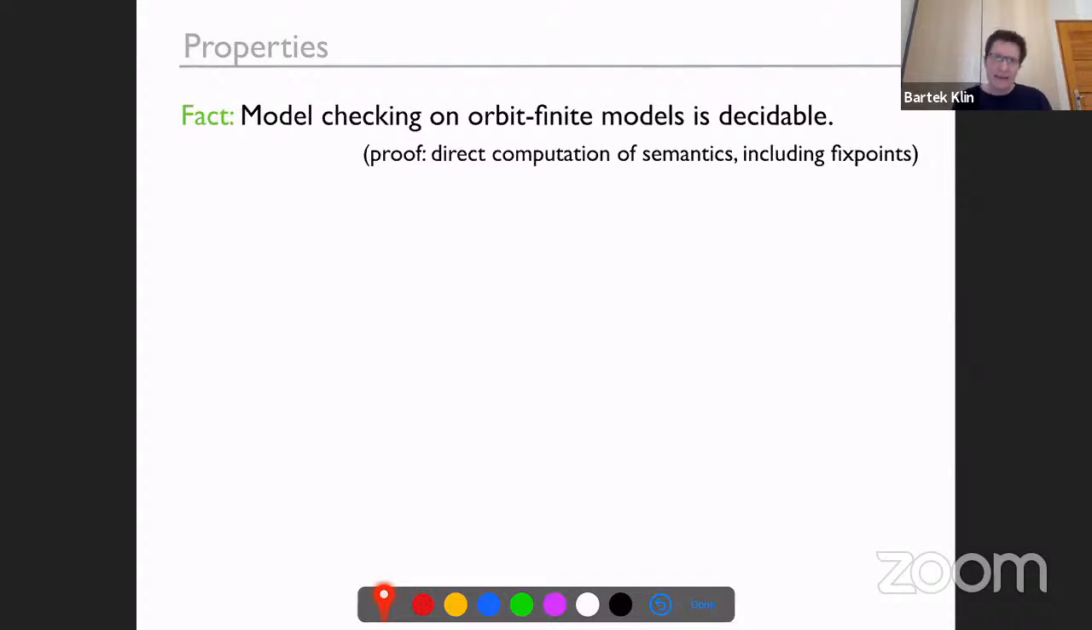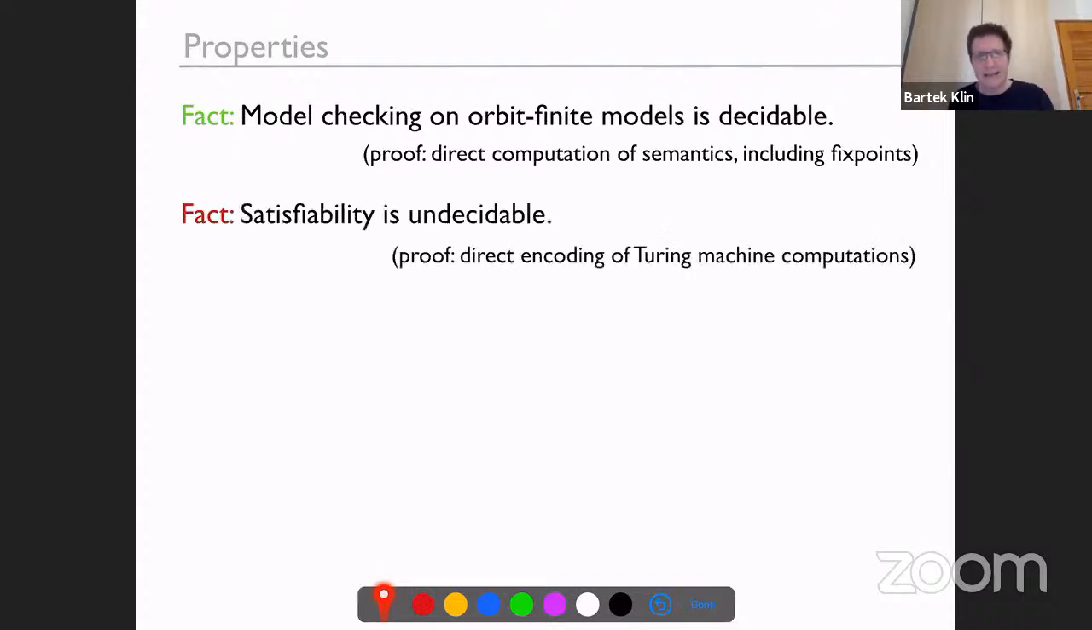On the other hand, satisfiability is undecidable, and in fact it's undecidable even for the LTL understood as a fragment of this calculus, LTL with atoms. And the proof, is Thomas Schwentick in the room? He invented the proof. Encoding of Turing machines in the universality problem for register automata. This is exactly the same construction used here.